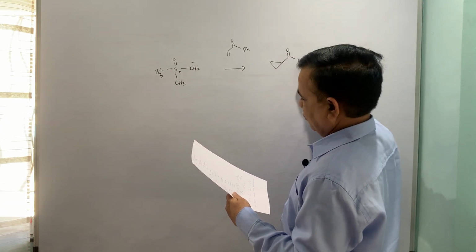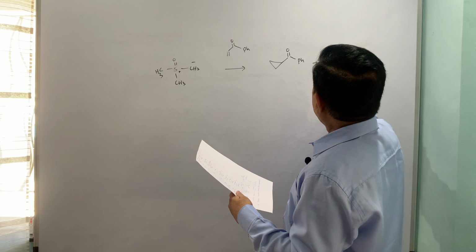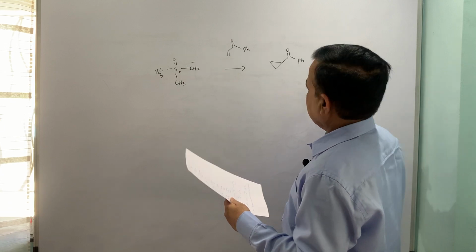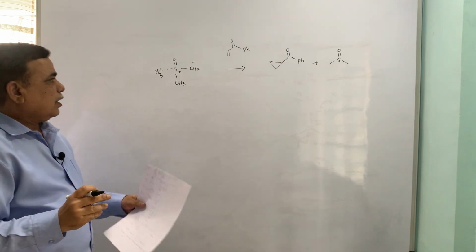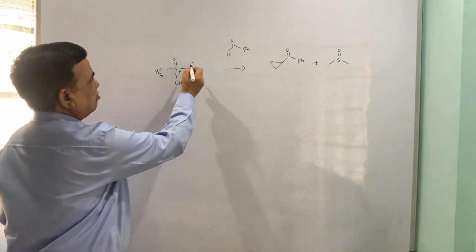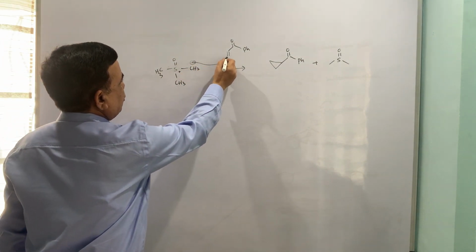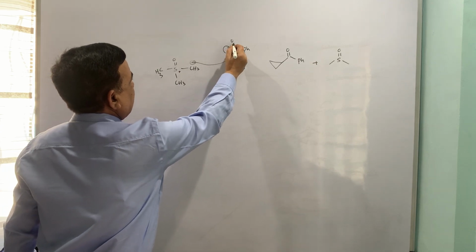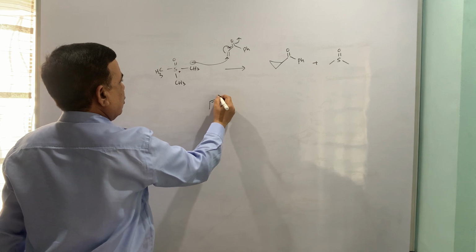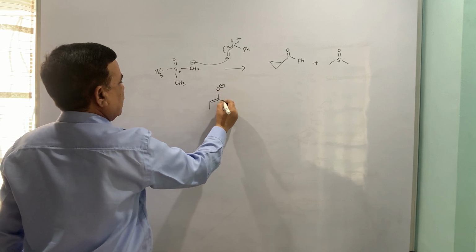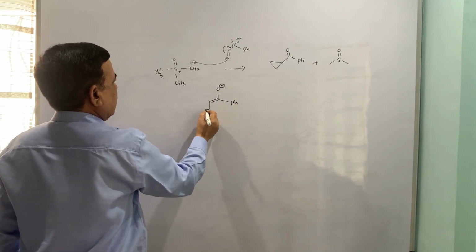You have to write down the mechanism. This is the dimethyl sulfoxide, which is going out as a byproduct. So initially you can show the attack here. The electron sink is there, so not a problem. You can show the delocalization of electrons.